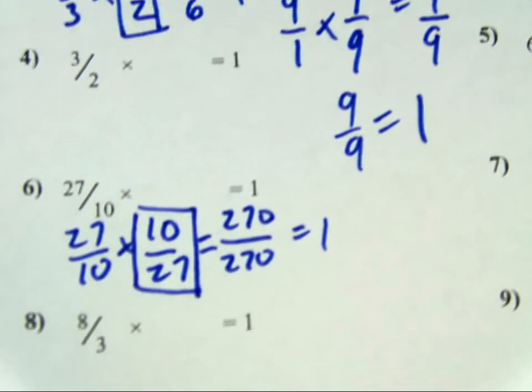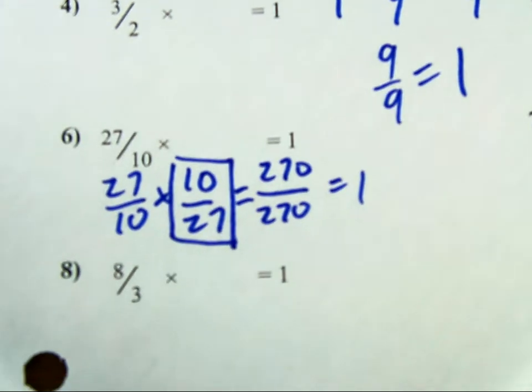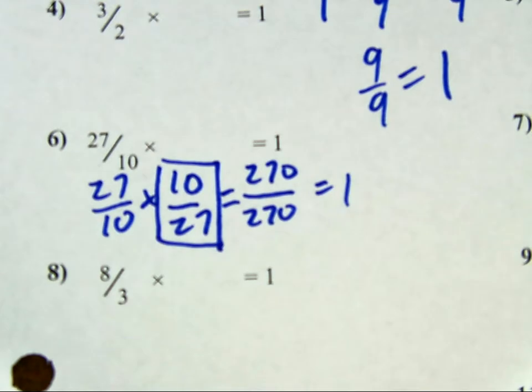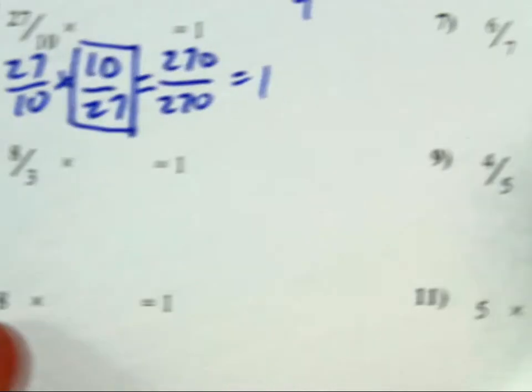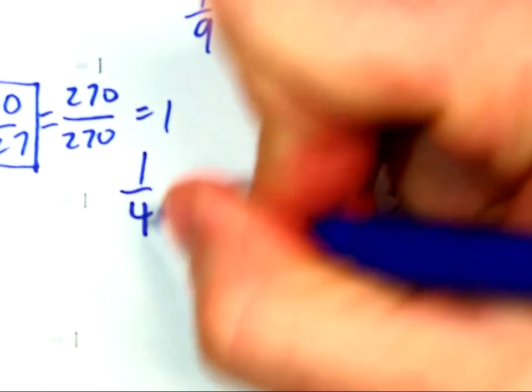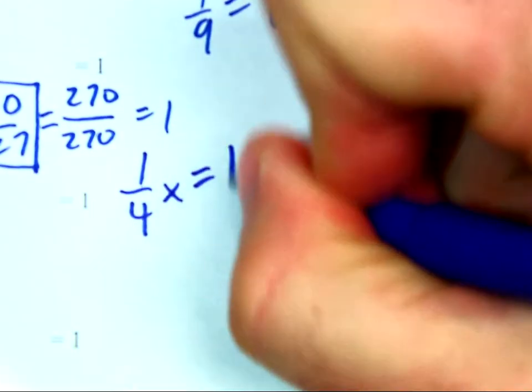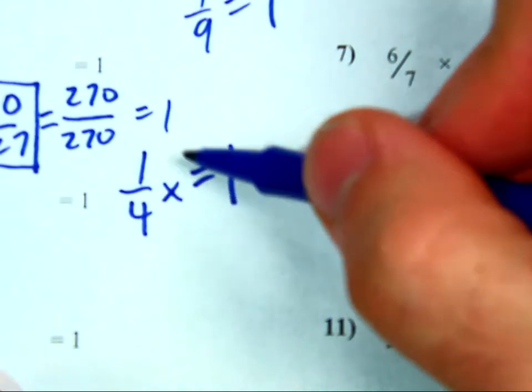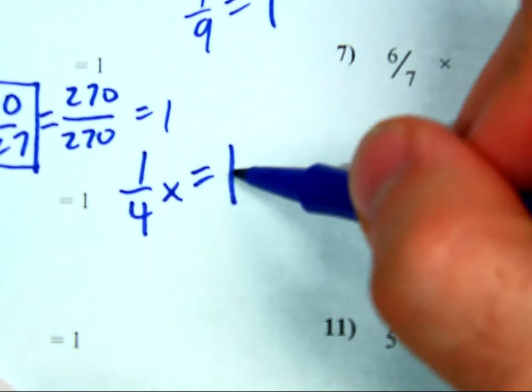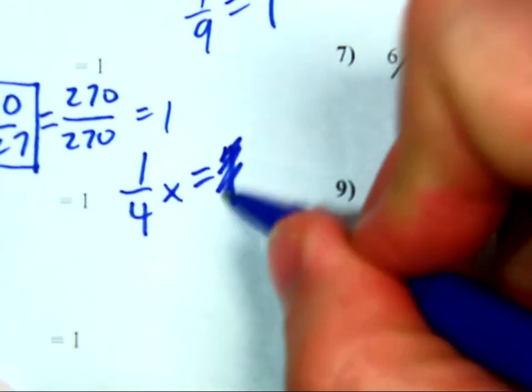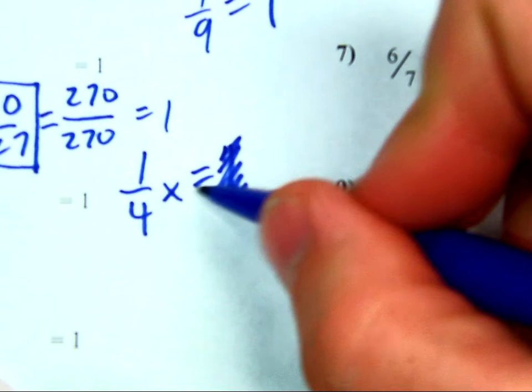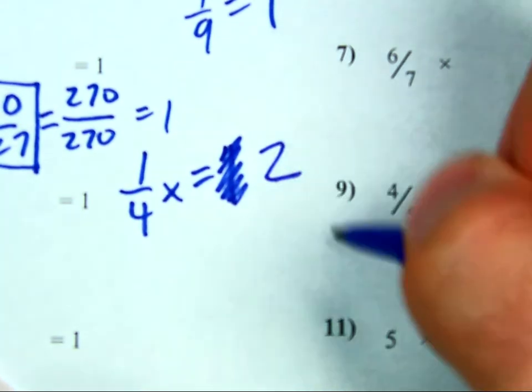It's not an incredibly difficult thing to do, but it will matter for algebra. And we're going to get to that later in the year. Just a little preview of that. Let's say I have this problem. 1 over 4 times something that I'm going to call x will equal 1. Let's change that. 1 over 4 times something that I'm going to call x will equal 2. Make it a little more challenging.